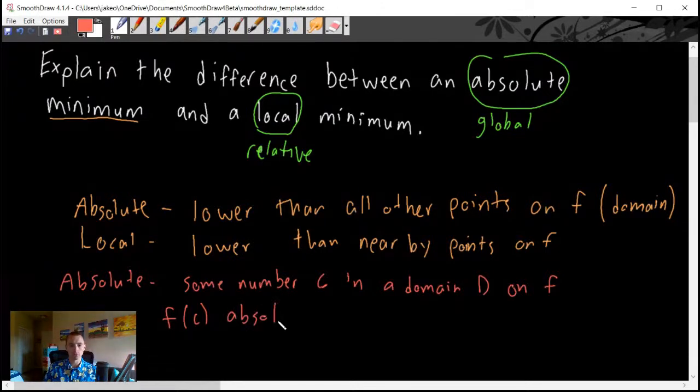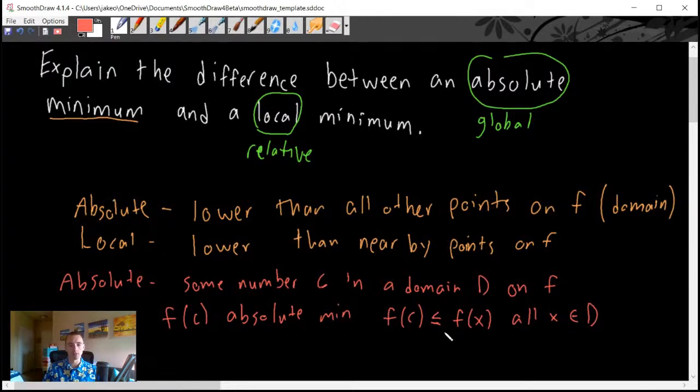So it's an absolute minimum if the value of f of c is less than or equal to f of x for all other x's, or I should say for all x's within the domain D. So for all x within the domain D. This little symbol right here, the curvy backwards capital E, just means x is an element of D.